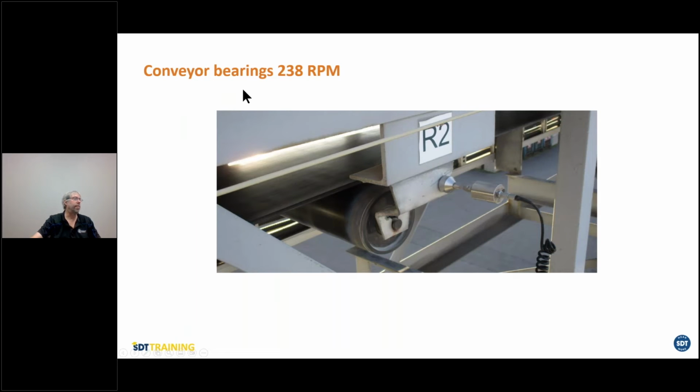Another example is this conveyor bearing that's running at 238 RPM. See what about the tail? This is the tail right here. That's what gives our sensor the 40 kilohertz natural frequency, and that's what makes our pickup more sensitive than most other ones, because we actually tune our whole system with this little tail part.